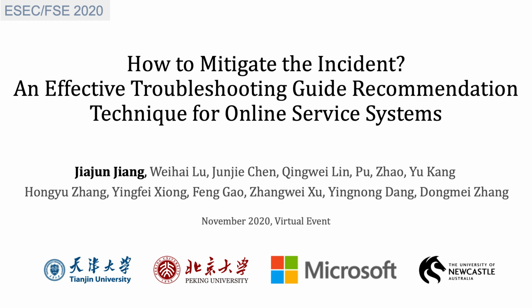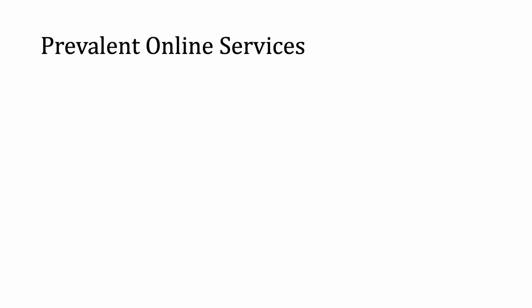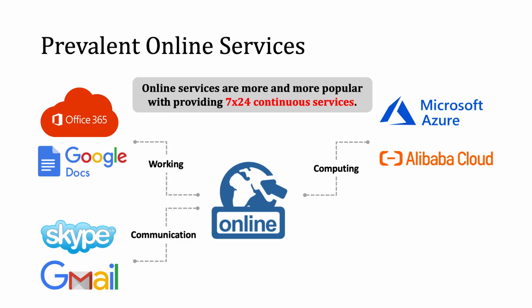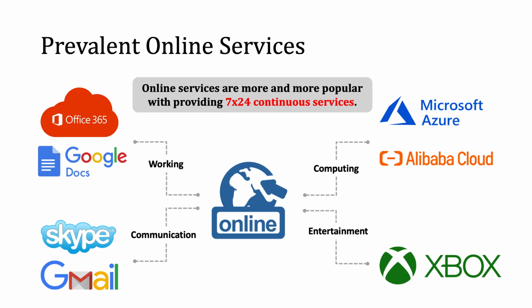The title of our paper is How to Mitigate the Incident, an effective troubleshooting guide recommendation technique for online service systems. As we all know, recently more and more traditional shrink-wrapped software is moving online to provide continuous service. Those services cover every aspect of our lives, such as online working, cloud computing, communication, and so on. Online services are everywhere and have millions of end users around the world. Therefore, providing stable usability of the service is an important task for vendors.